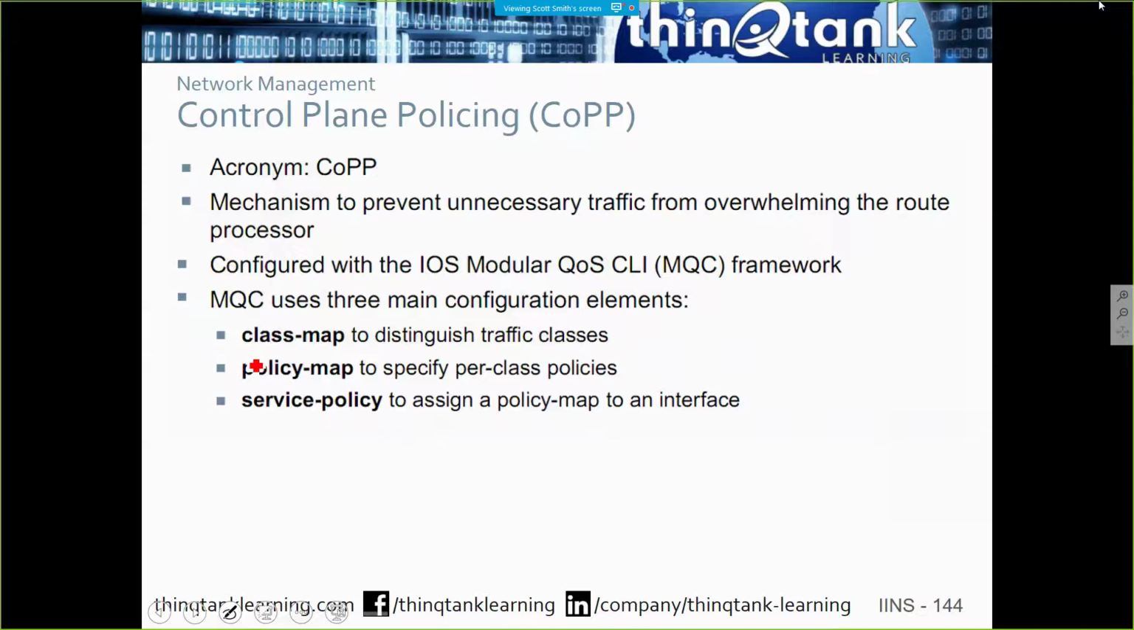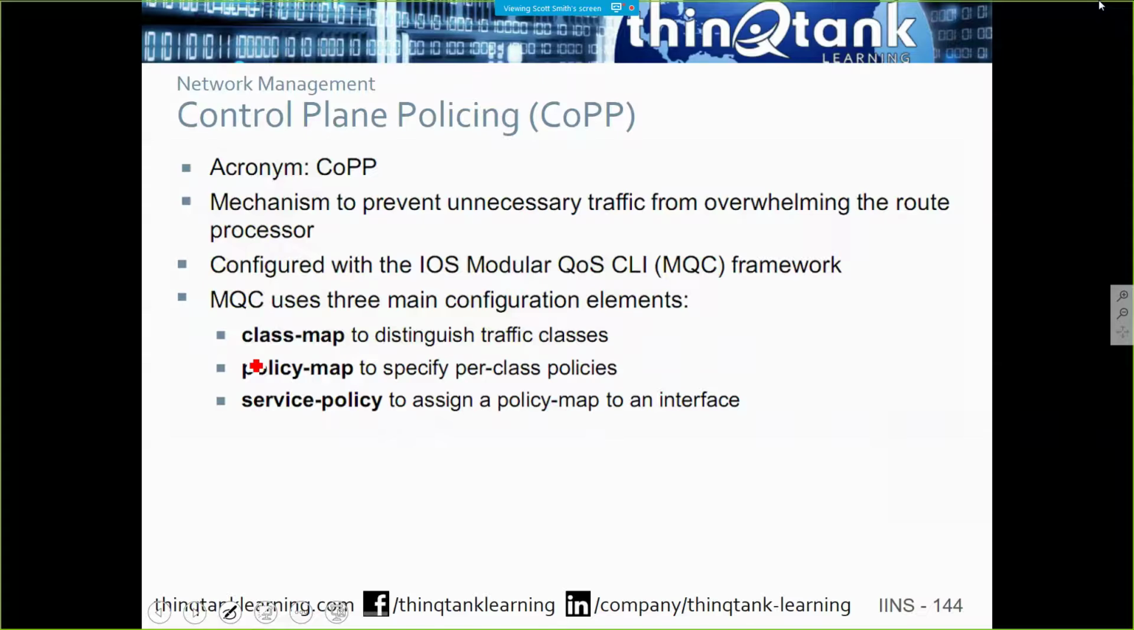Anybody in here ever dealt with MQC before, modular QoS or CLI? Right. It's called modular QoS here because when you think about the policing architecture, we don't necessarily want to restrict or drop traffic going to the control plane. We want to ensure that certain traffic gets more priority than other traffic. You see what I'm saying? So I want to make sure that my routing traffic gets priority, or my BGP traffic gets priority, or my EIGRP traffic gets priority. So in effect, what we're trying to do by protecting the control plane is we're trying to provide QoS for that control plane function.